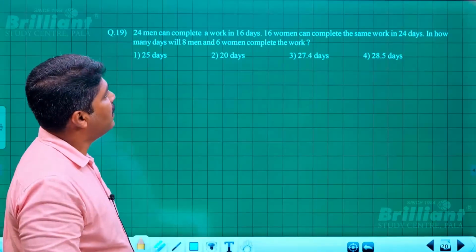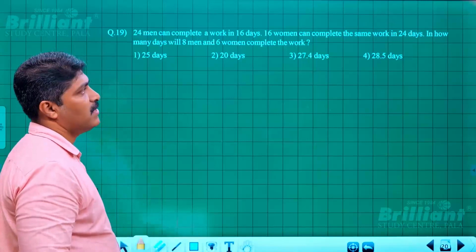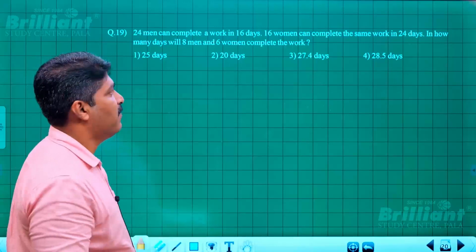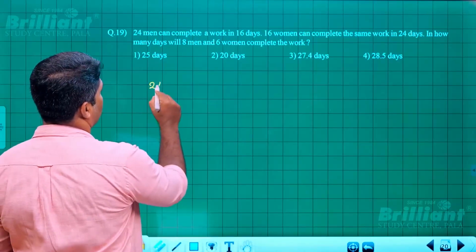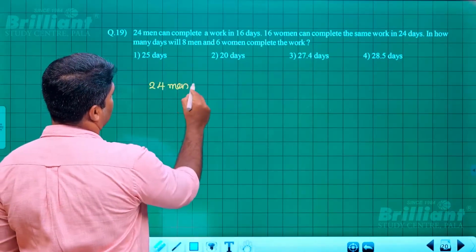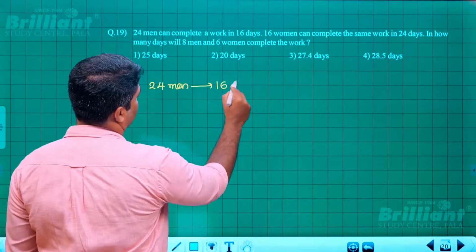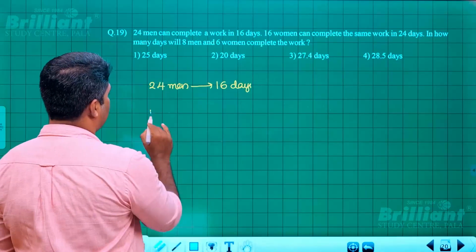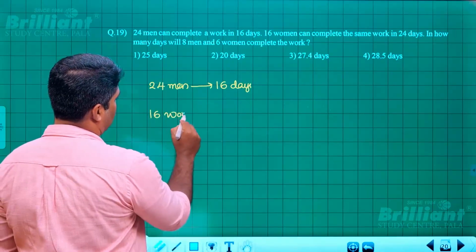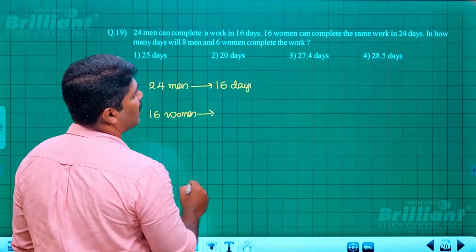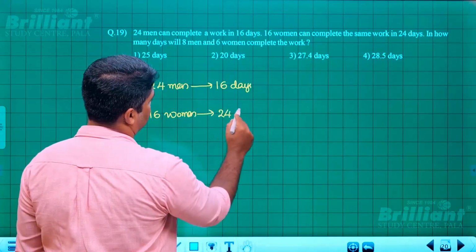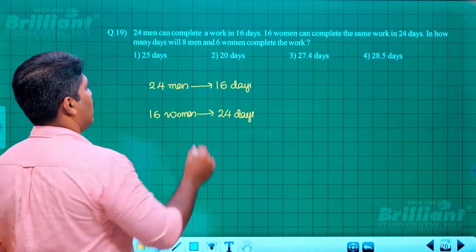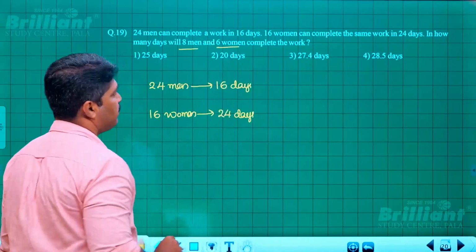24 men can complete a work in 16 days. 16 women can complete the same work in 24 days. In how many days can 8 men and 6 women complete the same work? So here, 24 men can complete a work in 16 days. And it is given that 16 women can complete the same work in 24 days. From this, we have to consider the 8 men and 6 women condition.